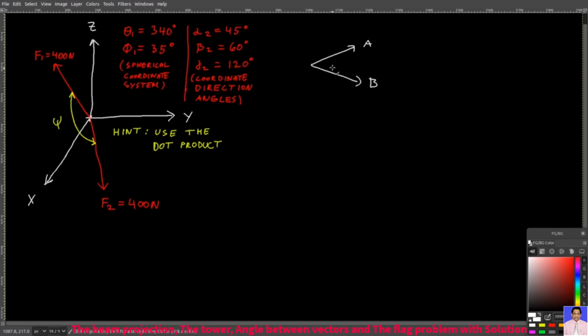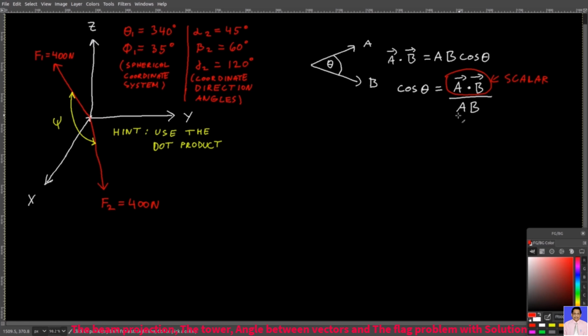If I have two vectors and an angle between them, then you already know that A dot B equals the magnitude of A times the magnitude of B times cosine theta. And that means that you can write cosine theta equals A dot B divided by A times B. So this is a scalar and this is a scalar. And so theta equals inverse cosine of this ratio here. And that's how you find this theta.